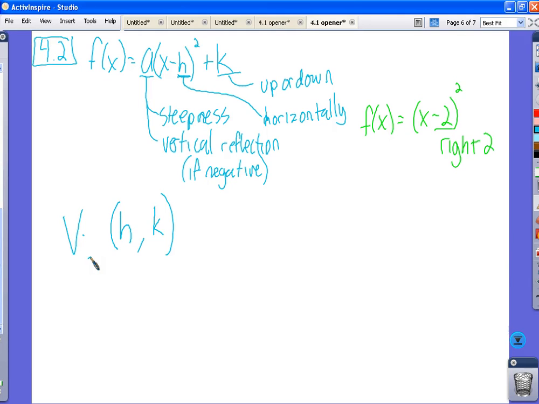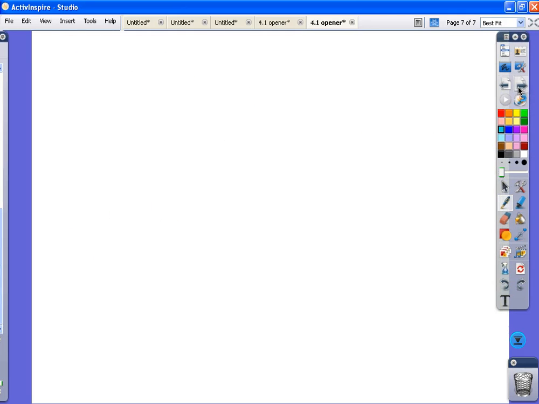If everything moves over h and up k, or to the left h and down k, depending on where h and k are, then so does the vertex. The vertex starts at (0, 0), so if it moves over an amount of h, then the x part of it is h, and if it moves up an amount of k, then the y part is k. So let's put that to practice. Let's look at number 8.